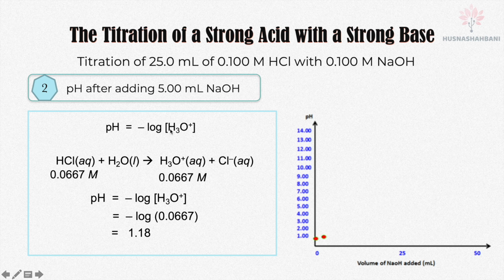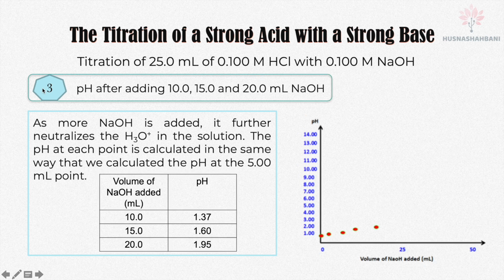pH equals negative log H3O+. We know that all HCl completely dissociates in water to become H3O+ and Cl-, because HCl is a strong acid. So if the molarity of HCl is 0.0667, it is the same as the molarity of H3O+, because all of it will be converted to H3O+. So the concentration of H3O+ is 0.0667 molar. So pH equals negative log 0.0667. The pH is equal to 1.18. And you can put at the point of 5 ml NaOH, pH is 1.18.